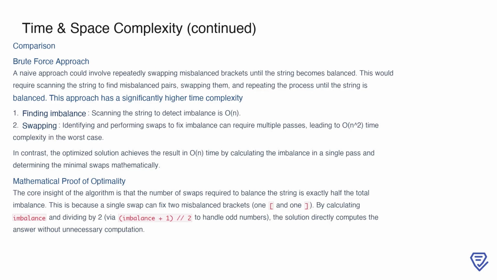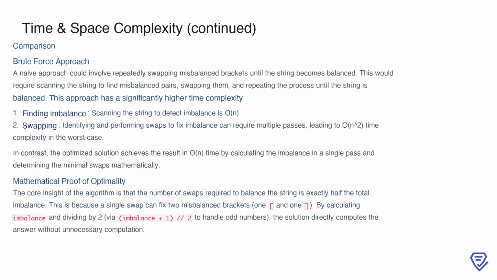In a naive method, we might repeatedly scan the string to identify misbalanced brackets, perform swaps, and repeat this process until the string is balanced. This would involve scanning the string, which takes O(n), and performing multiple passes to fix all imbalances. In the worst case, this repetitive process could result in a time complexity of O(n squared). In contrast, the optimized solution avoids these repeated passes by calculating the total imbalance in a single traversal and directly determining the minimum number of swaps.